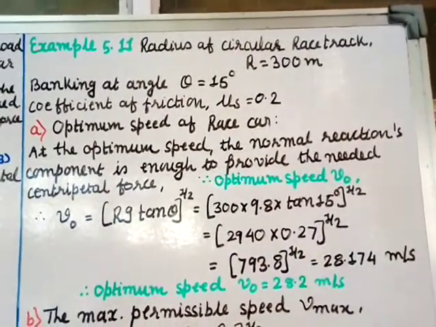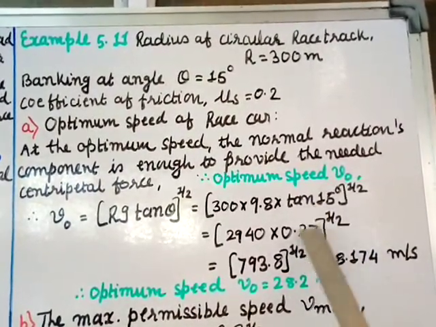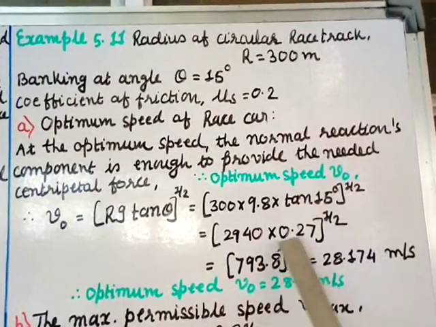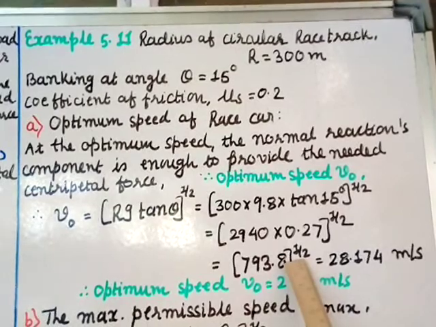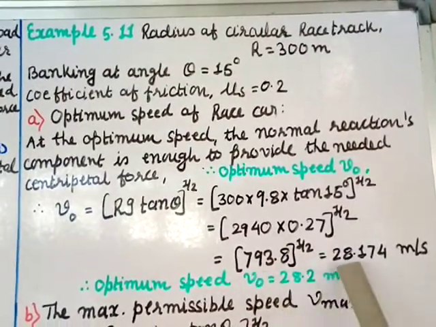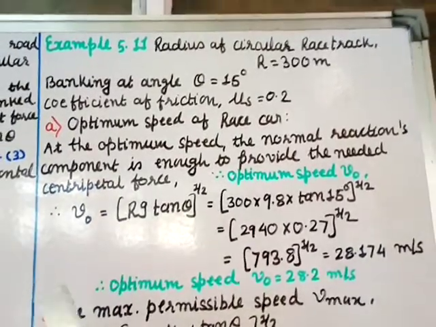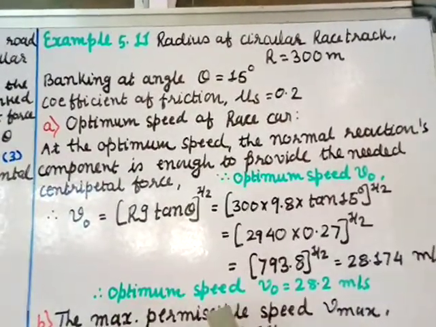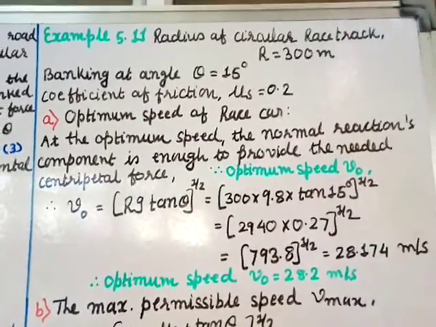Okay, we have done this in the previous example also. So power 1 by 2. From there I am directly writing tan 15 equal to 0.27. Multiply this, you get 793.8 power 1 by 2. Find the square root, you find it as 28.174 meter per second. That means for the first part we have found the optimal speed V0 should be 28.2 meter per second. Okay, so that is the first part.